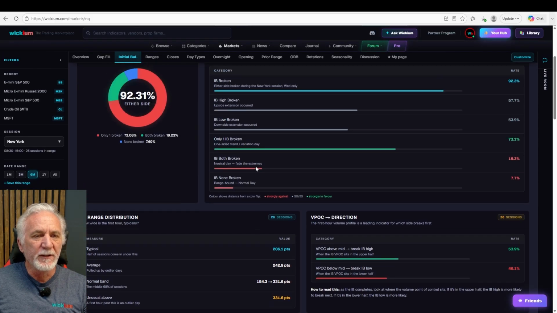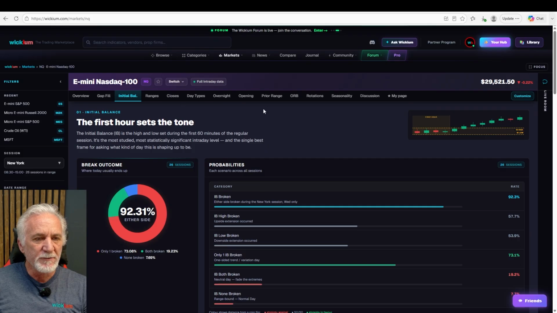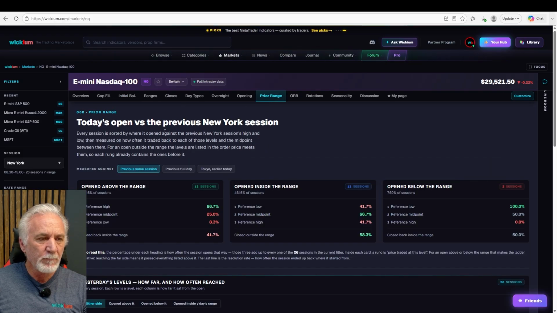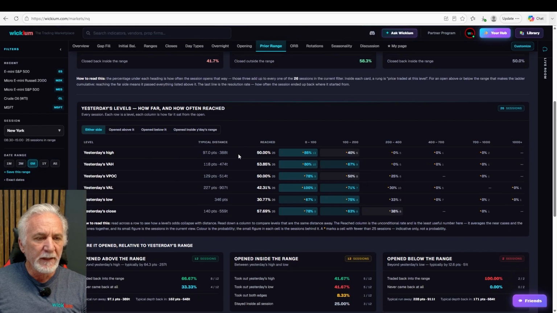And another trade you can do amongst those is a prior range trade. Kind of the same principle. You have these selections to choose from, and then the stats to go by depending on your current price action.